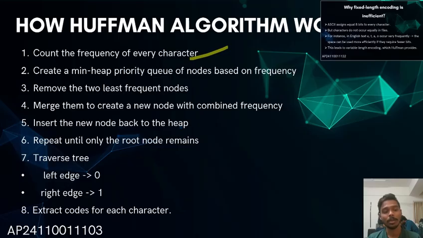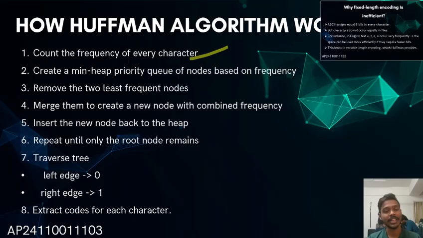Now let's talk about step 6. Repeat until only the root node remains. We keep repeating the same steps, taking out two nodes and merging them, until there is only one node left in the queue. This final node becomes the root of the Huffman tree, which is a complete binary tree representing the structure of our compressed data.